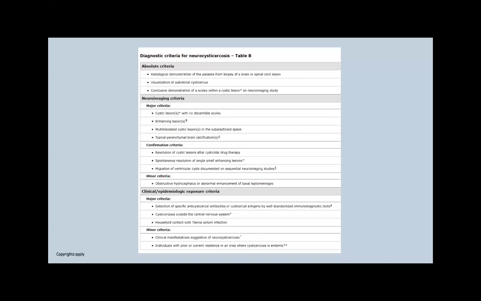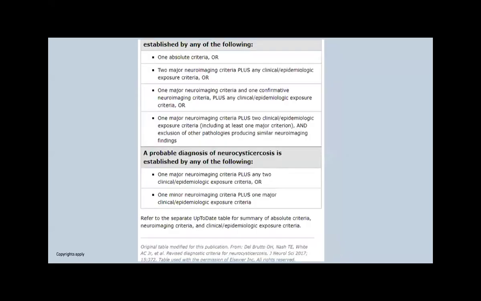And then minor criteria are clinical manifestations suggestive of neurocysticercosis and individuals with prior or current residence in an area where cysticercosis is endemic. And then in diagnosing, there must be one absolute criteria, or two major neuroimaging criteria plus any clinical epidemiological exposure, or one major neuroimaging criteria and confirmatory imaging criteria, plus any clinical epidemiological exposure criteria.